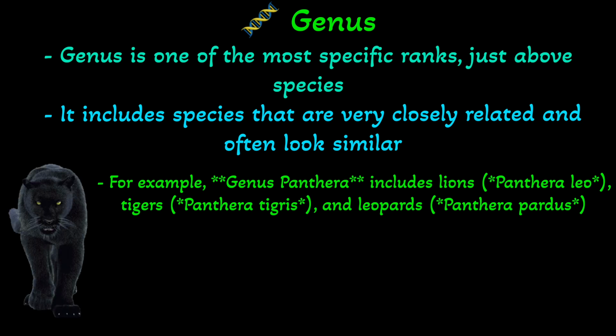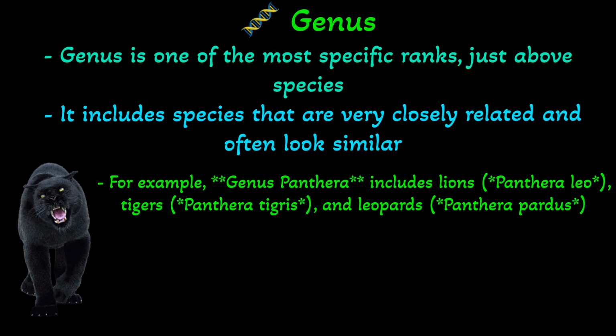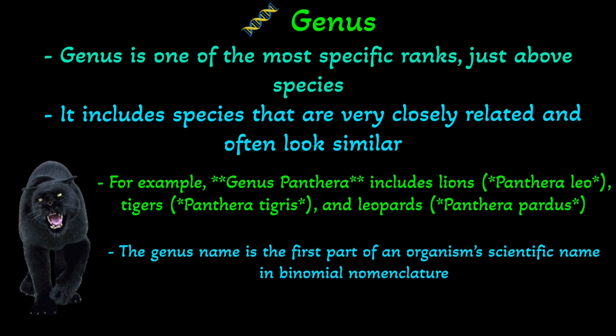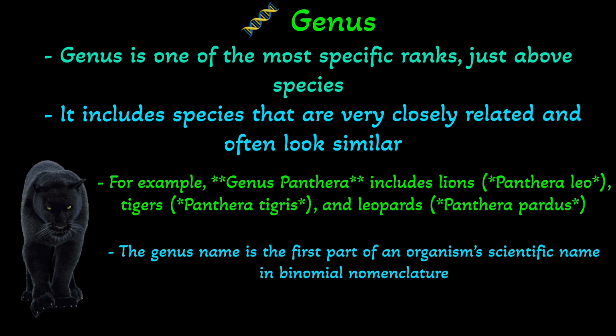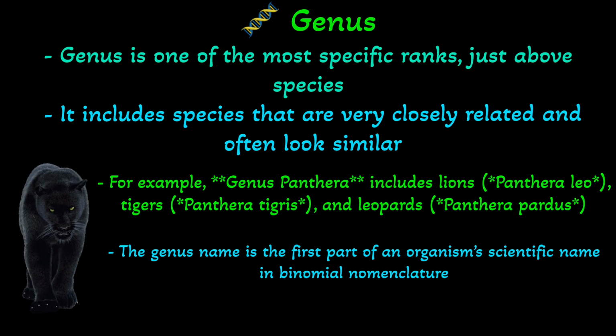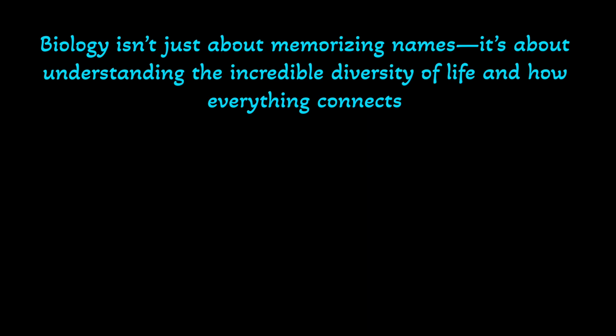So how can we understand this? We can take the example of genus Panthera. It will include the lions, tigers and leopards. All of these three look almost similar and differ in their patches only. The genus name is the first name of an organism's scientific name in the binomial nomenclature.